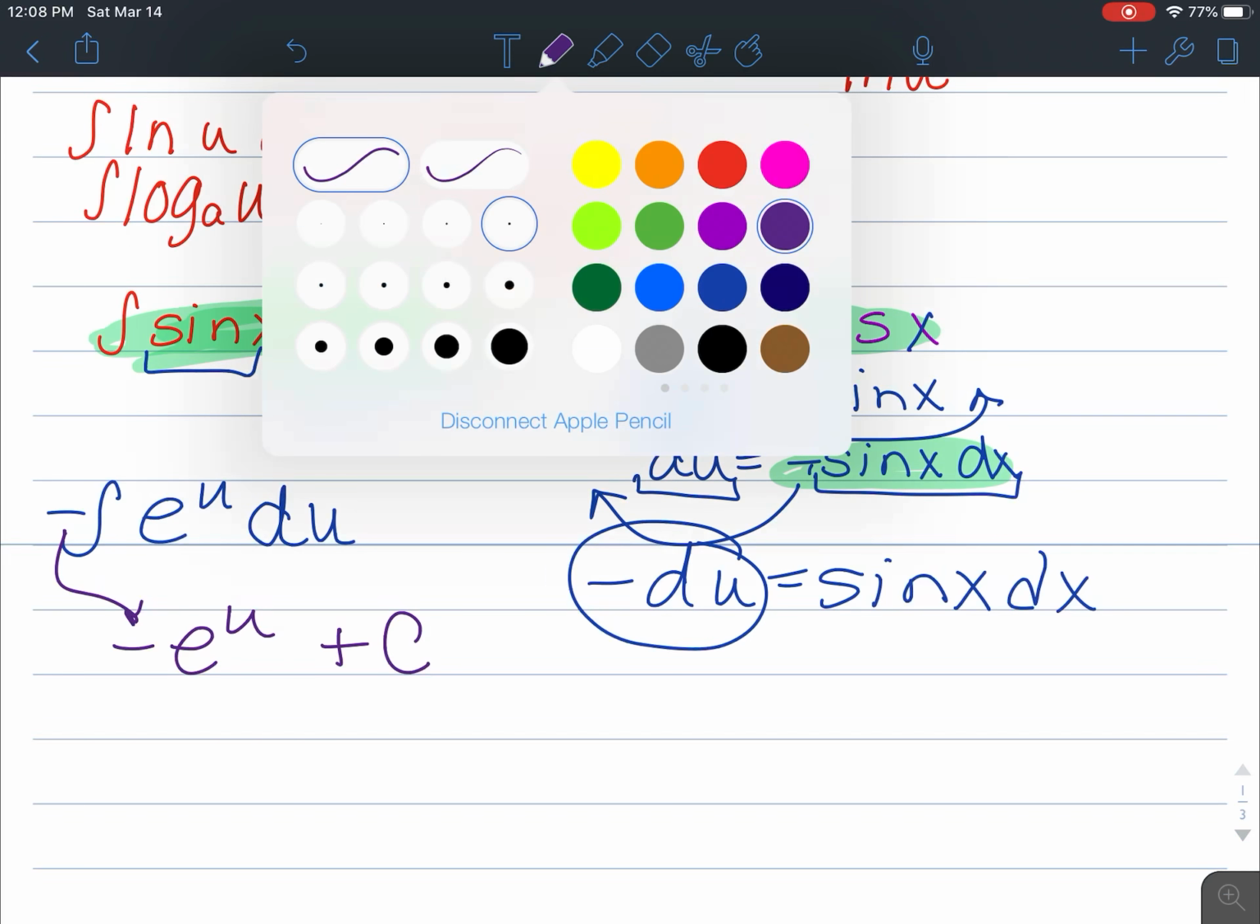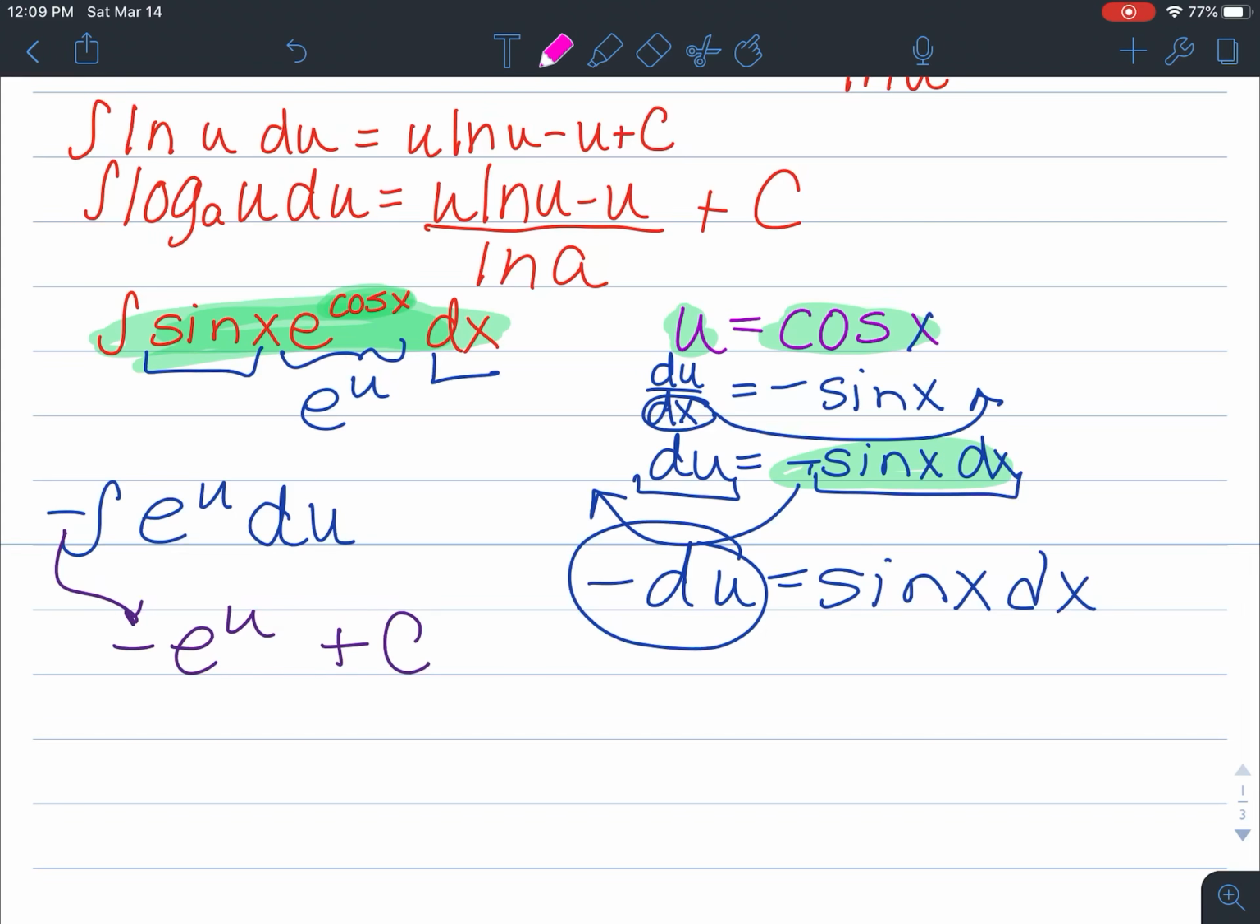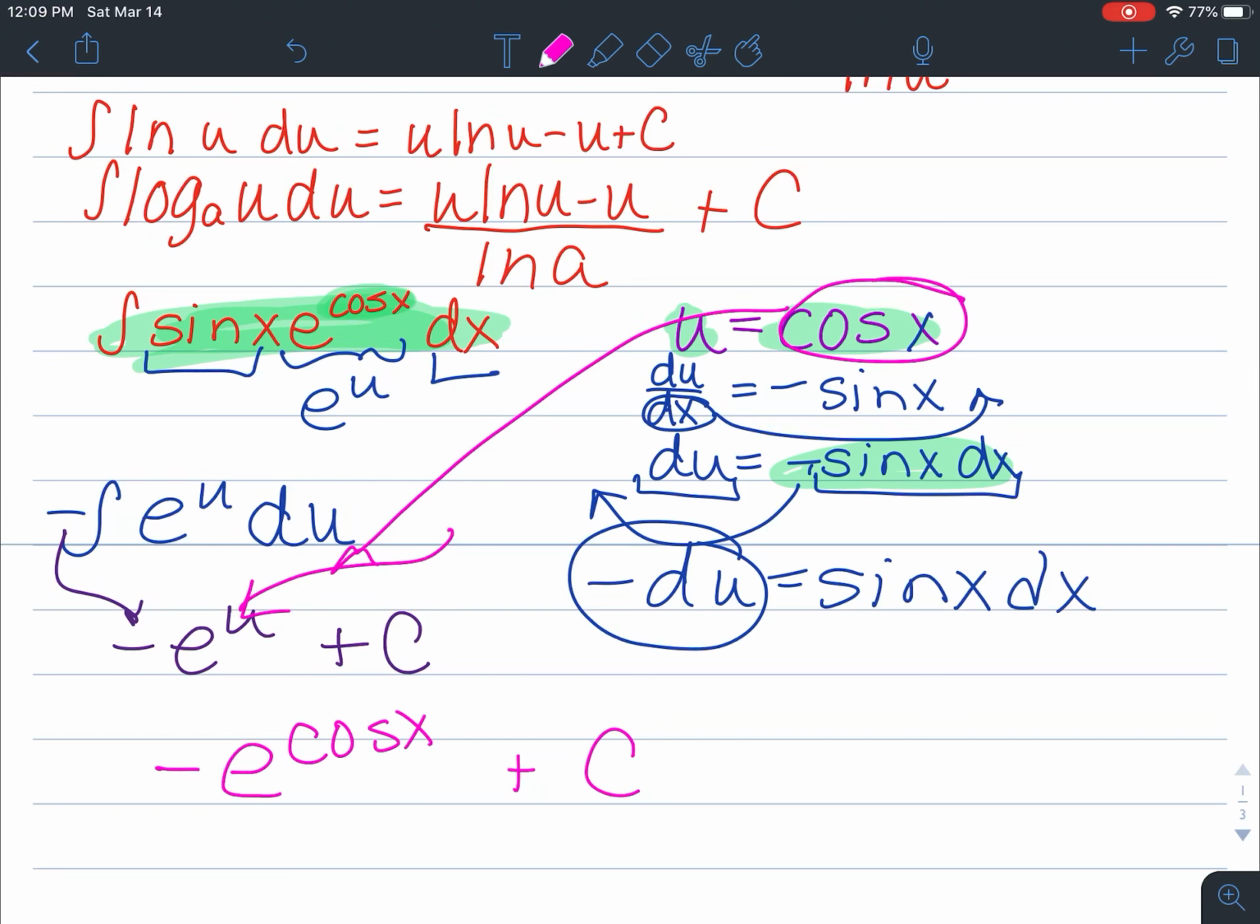Okay. The final step, which is very important, is to substitute back in at the end. Nobody actually cares what u is because you made it up. So you have to take cosine x and sub it back in there at the end. So our real answer is negative e to the cosine x plus c.